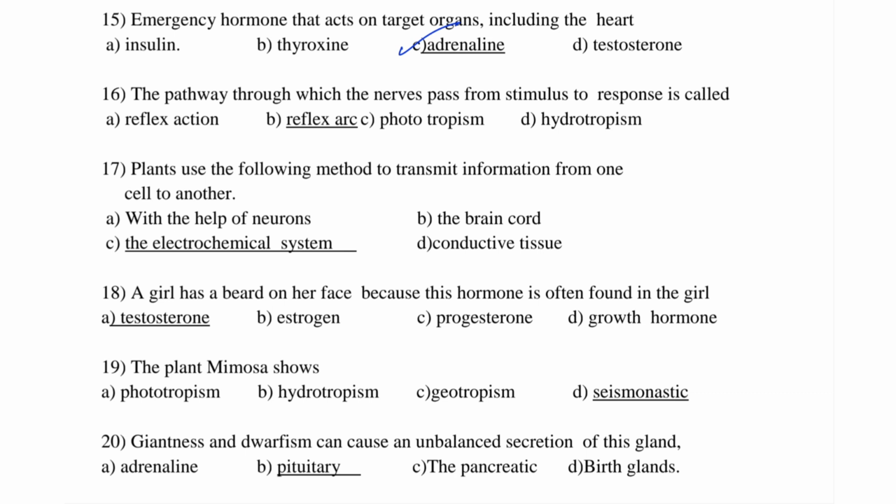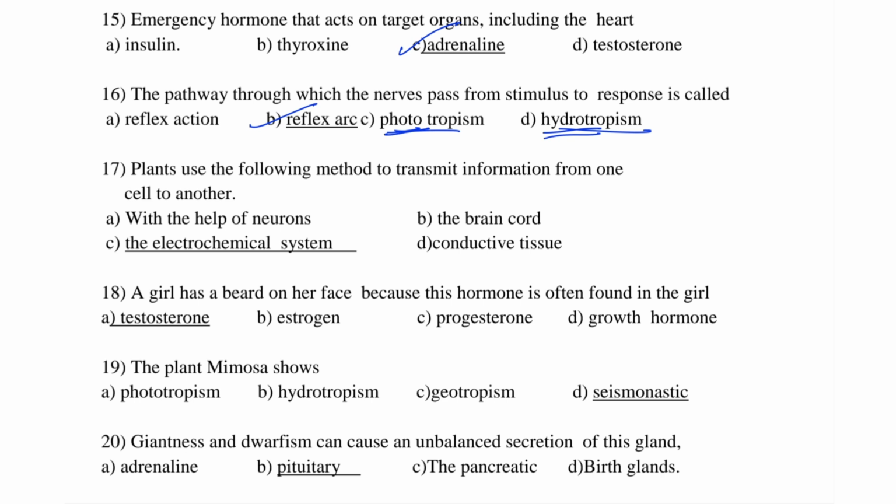Question number 16. The pathway through which the nerves pass from stimulus to response is called option A, reflex action, option B, reflex arc, option C, phototropism, option D, hydrotropism. Right answer is option B, reflex arc. The pathway through which the nerve impulses pass, we call the reflex arc, whereas the whole process, our reaction as well as response, we call reflex action. Phototropism and hydrotropism are about the movement of plants towards light in the case of phototropism and towards water in the case of hydrotropism.